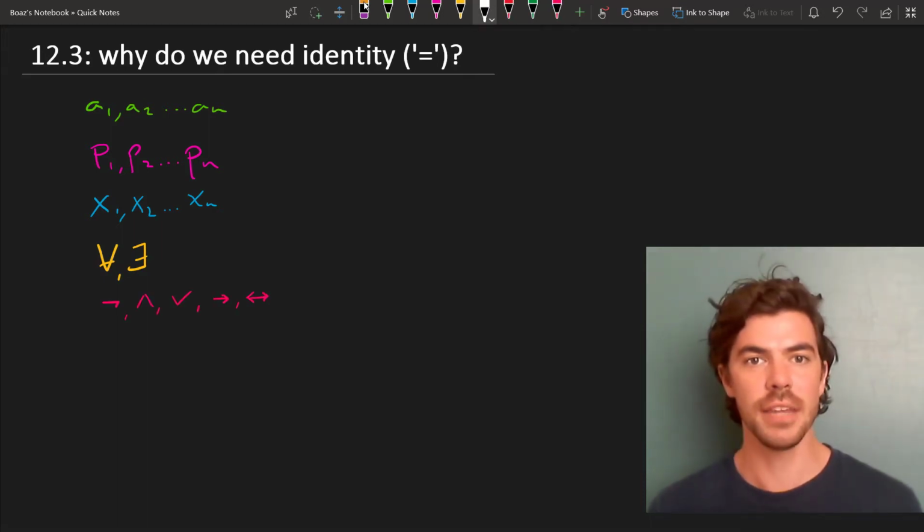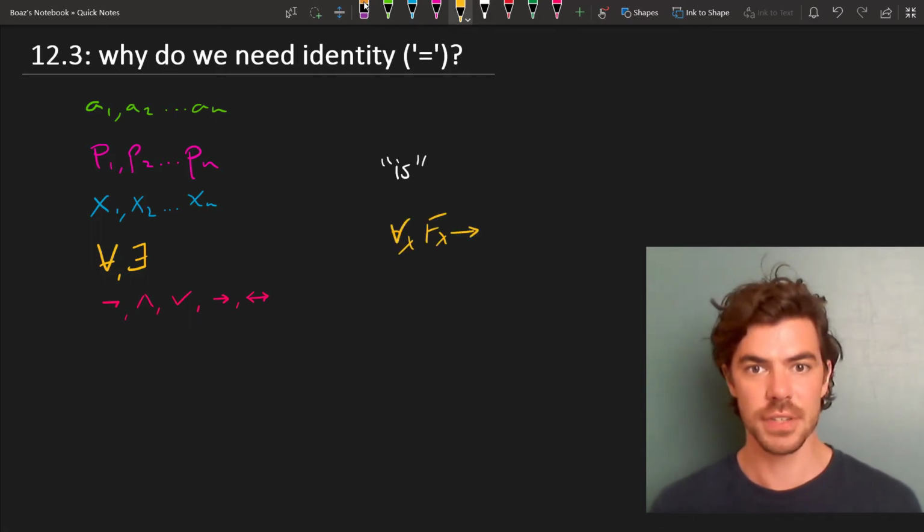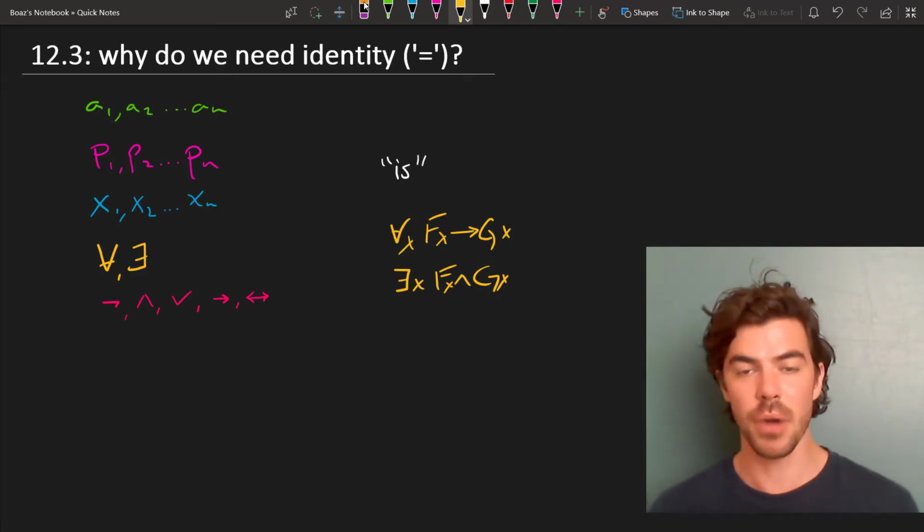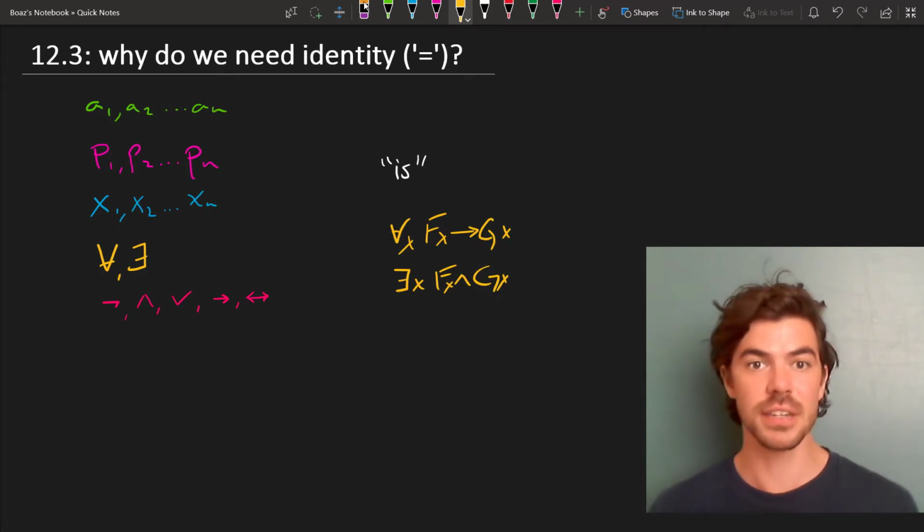But we don't have anything corresponding with the English "is", and we've noticed this because we've had to translate all f's are g's as everything, if it's an f, is a g, and some f's are g's as something is an f and a g. And there's no "is" here. We're treating these as compound propositions built up of atomic sentences.